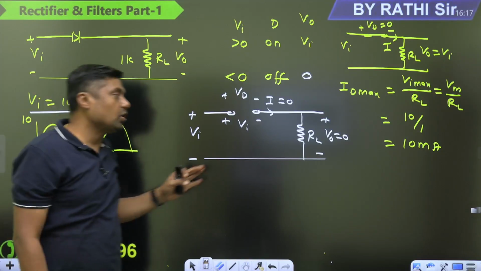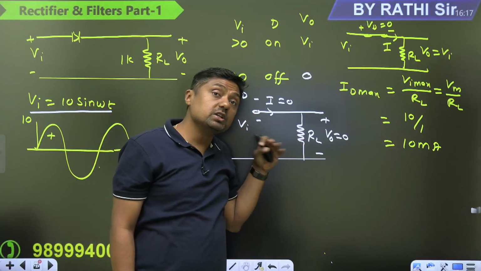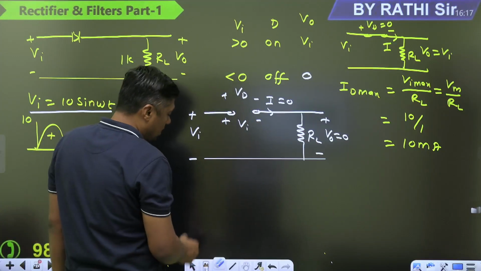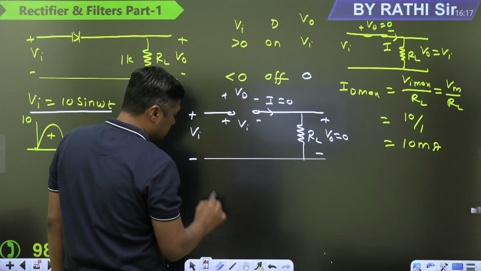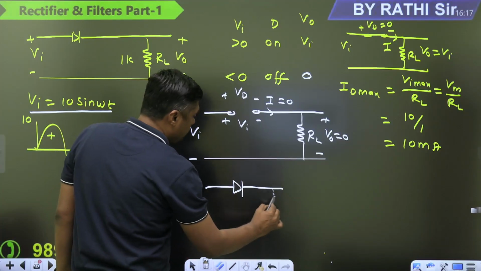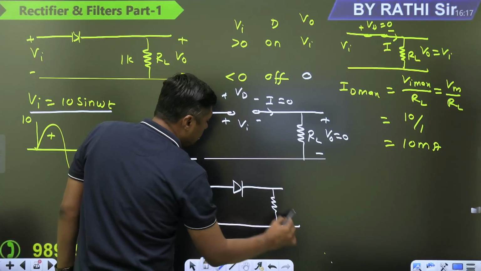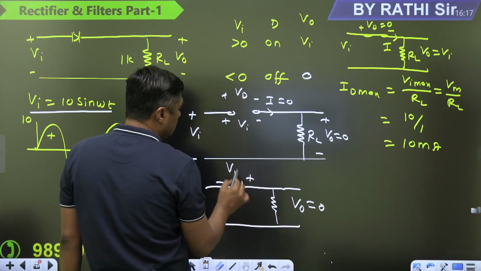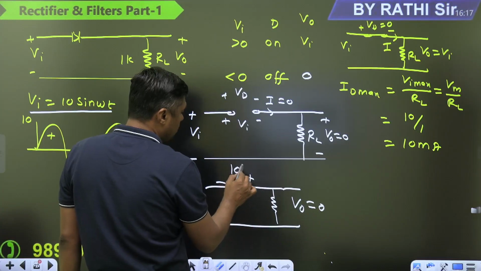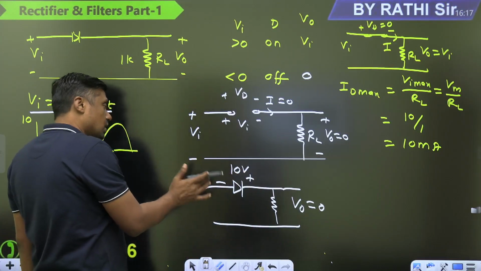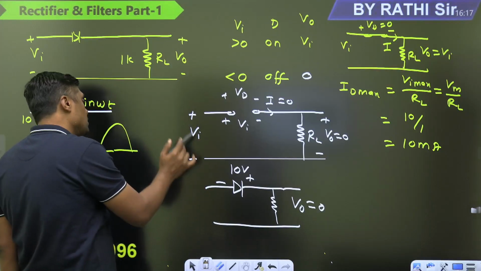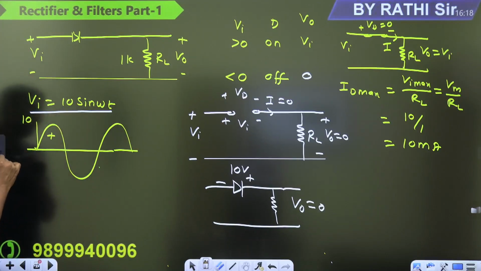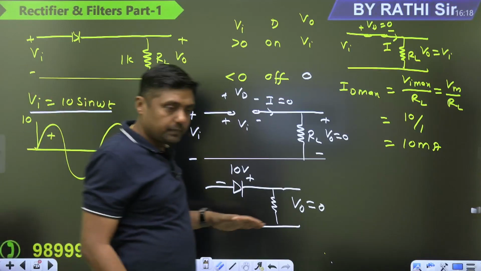Then what is the drop across the RL? 0. The complete voltage will come across the diode in the reverse direction, always remember. Why? Because there is no current. And what is the maximum voltage? 10 volt. So it is reverse biased by the maximum negative value of the VI. And what is the maximum negative value of the VI? Minus 10. Now it is on paper.